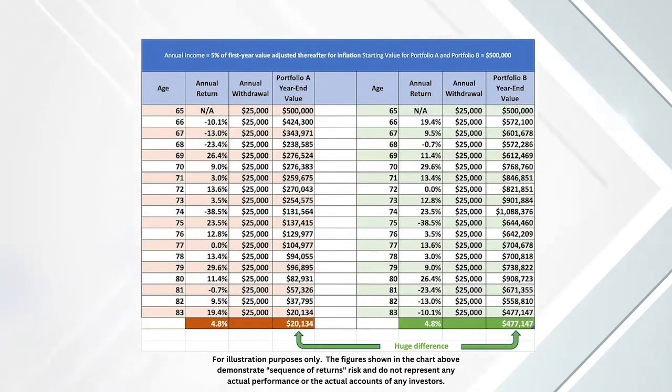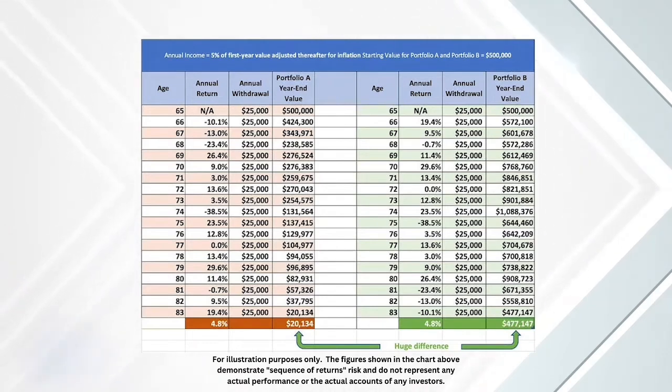If we look at portfolio B, again, same rates of return, the order is flipped. We have positive rates of return early in retirement, negative rates of return at the end, same 4.8% rate of return, same $500,000. We take out $25,000 a year, but the $500,000 stays intact and is worth $477,000 at the age of 83, 84.